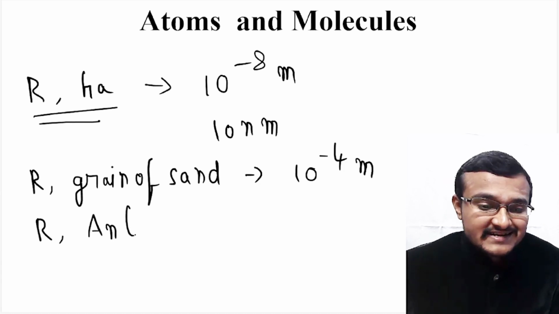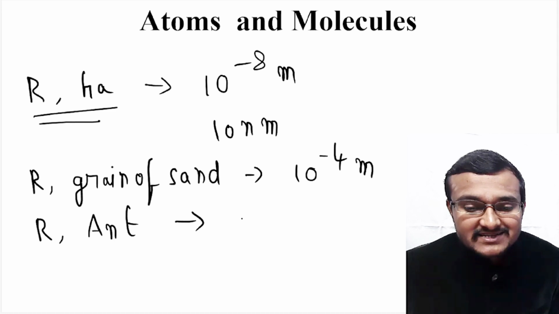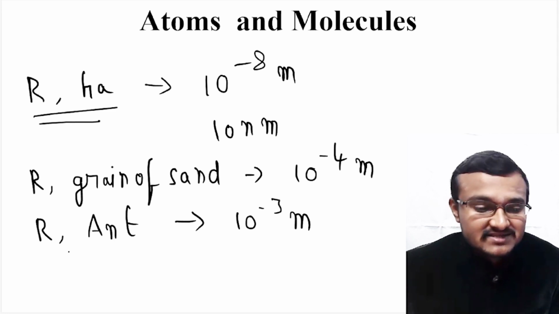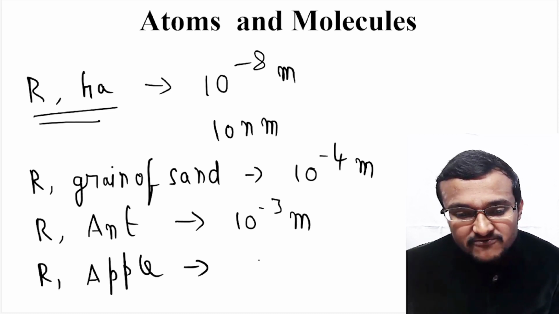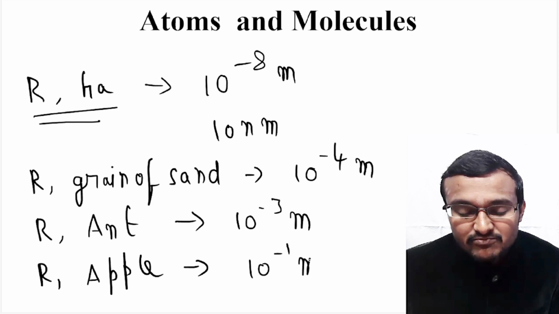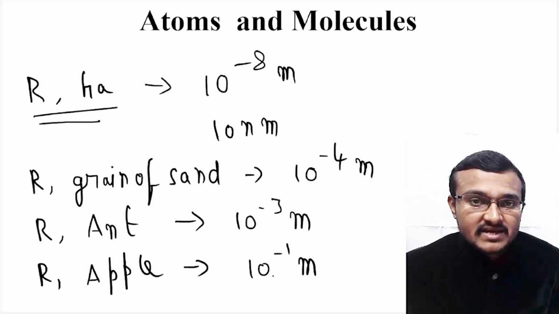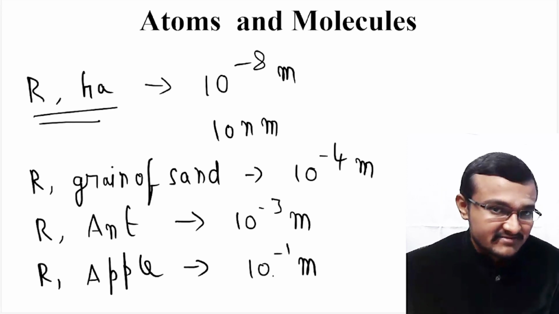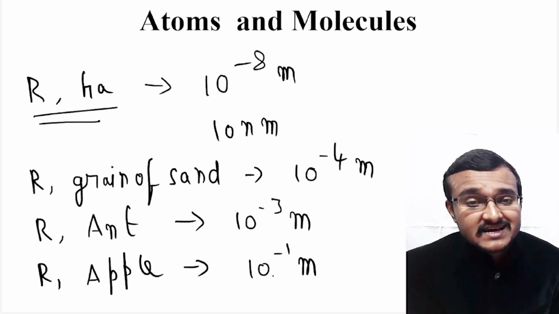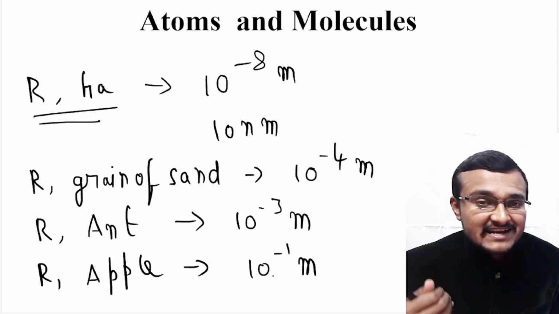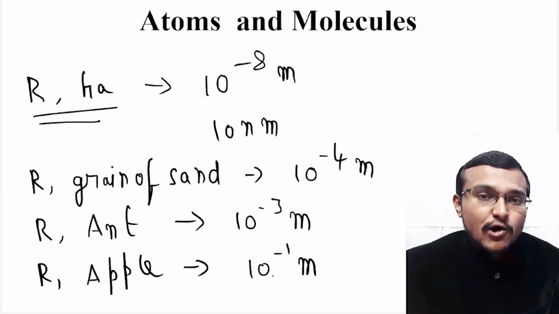Now what is the radius of an ant? The radius of an ant is approximately in the range of 10 power minus 3 meter. Now what might be the radius of an apple? The radius of an apple will be in the range of 10 power minus 1 meter, that is approximately 10 centimeter. These are not fixed values for the radius of these objects. These are just approximate values of the radius of these particular objects.